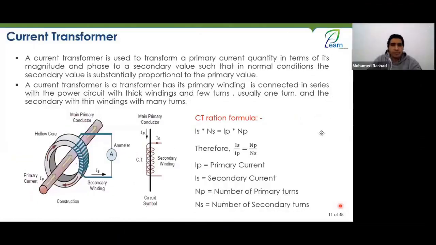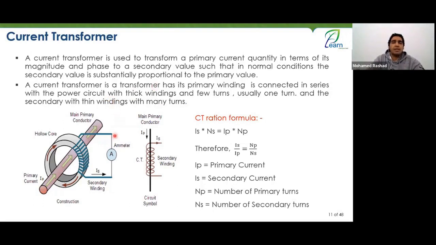A current transformer, quite simply, is used to transform the primary current quantity. It takes the magnitude and angle of the current and transfers it as it is from the primary to the secondary, but it reduces the current values.